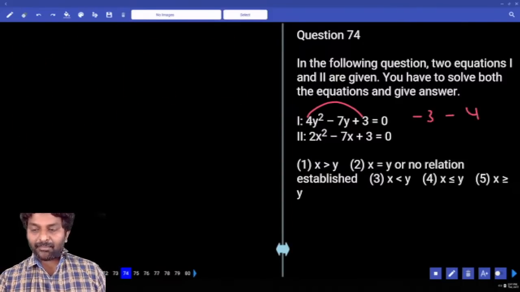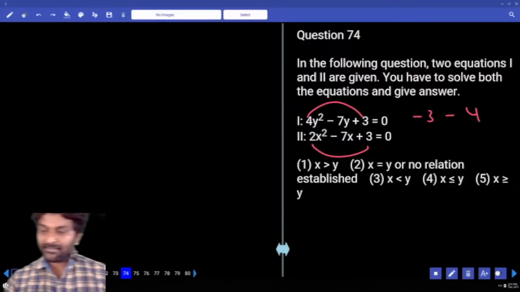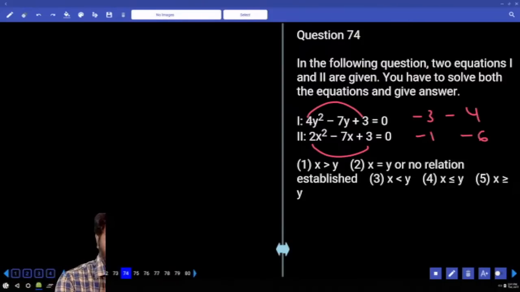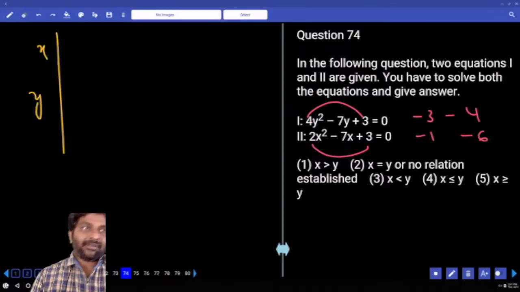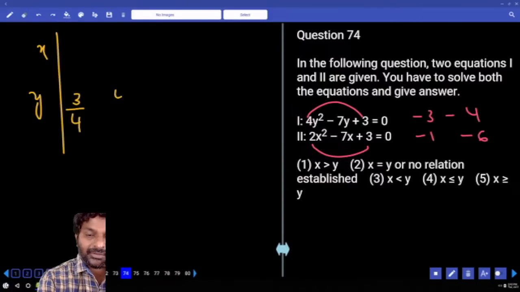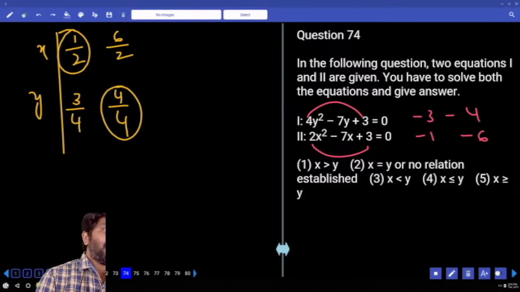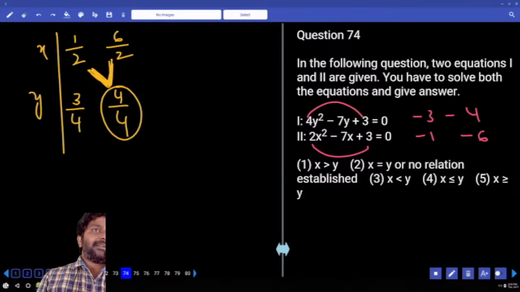Minus 3, minus 4, product 6, minus 1, minus 6. Are you okay? Factors are x comma y, I am writing. Be careful. First equation is y square. 3/4, 1/6. What is this? This is 1/2. So 1 lies in between these two numbers, in between.